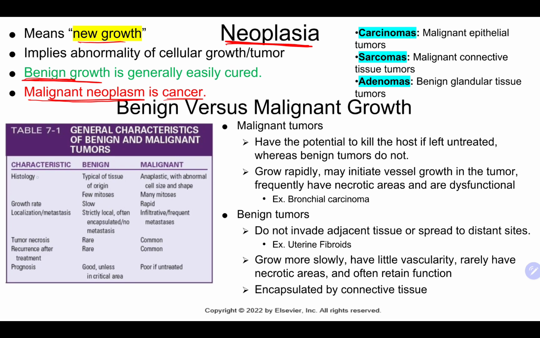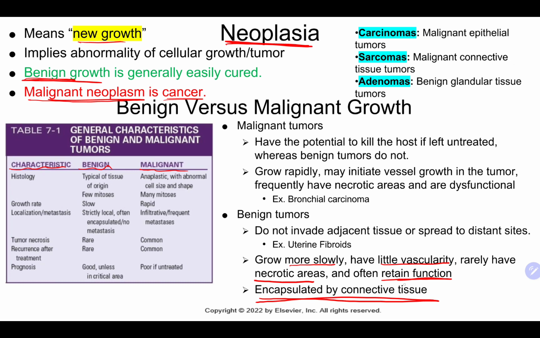So when we look at the characteristics of benign versus malignant, right, benign tumors do not invade adjacent tissue or spread to distant sites, meaning they are encapsulated by connective tissue. That is indicative that they are localized, right? They're not going to invade other tissue or spread. These benign growths are going to grow very slowly. They're going to have little vascularity. They rarely have necrotic areas, and they're going to often retain function of that normal origin tissue, okay?